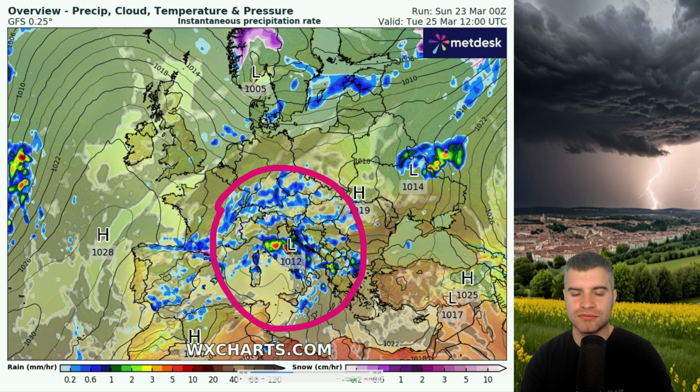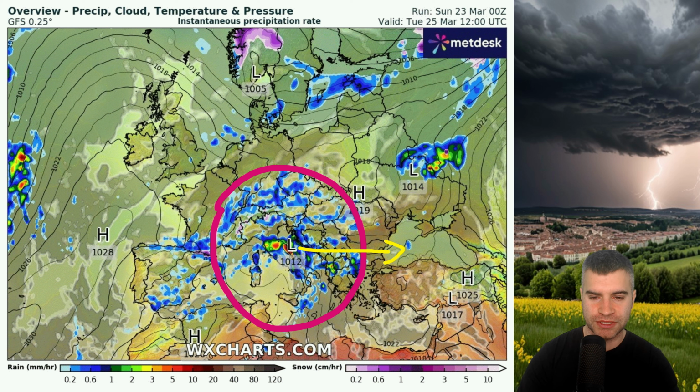And this cyclone after the 25th of March is going to be moving to the east, so this area of instability and low pressure is going to be moving to the east. So by the end of the month of March and in the beginning of April, we can expect a lot of precipitation to fall over southern eastern parts of Europe.